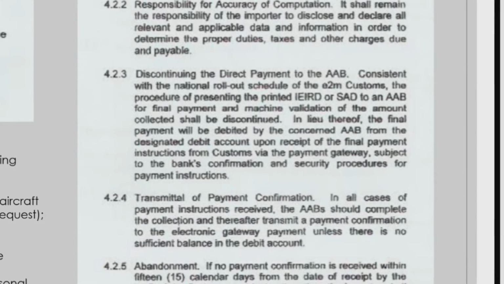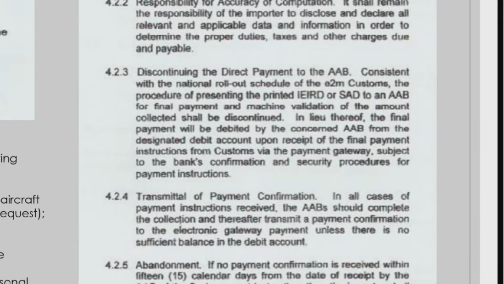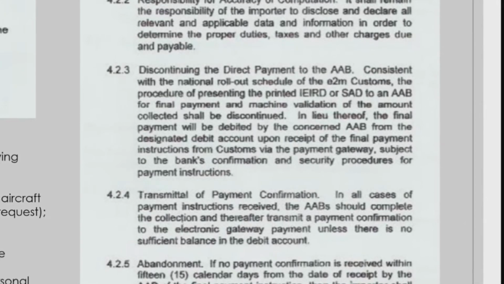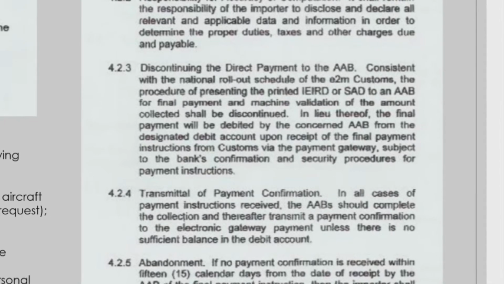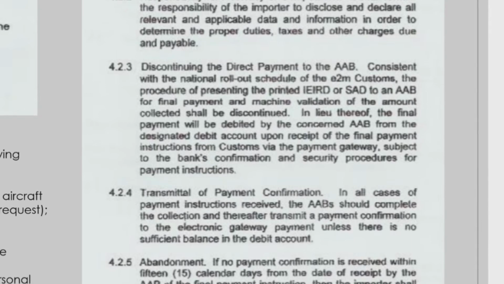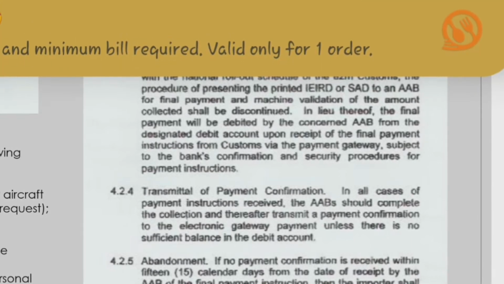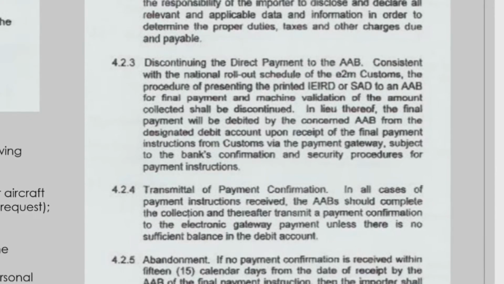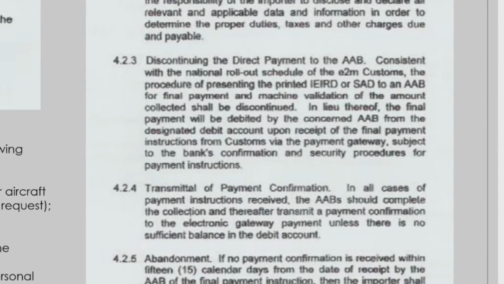Discontinuing the direct payment to the AAB. Consistent with the national rollout schedule of the E2M Customs, the procedure of presenting the printed IARRD or SAD to an AAB for final payment and machine validation of the amount collected shall be discontinued. In lieu thereof, the final payment will be debited by the concerned AAB from the designated debit account upon receipt of the final payment instruction from the customs by the payment gateway, subject to the bank's confirmation and security procedures for payment instructions.